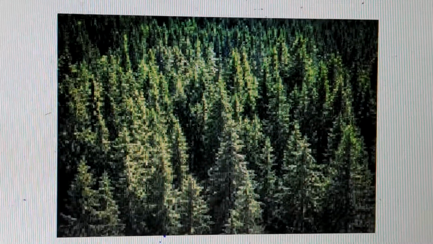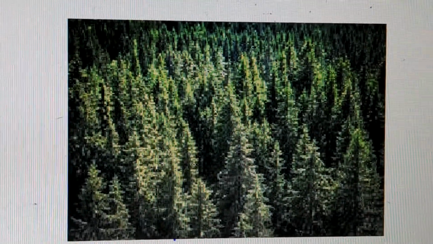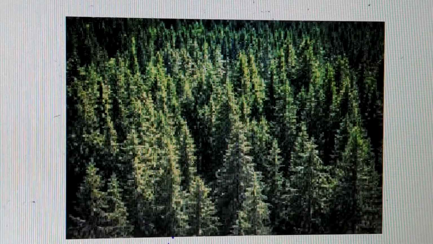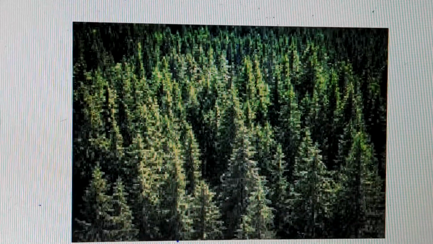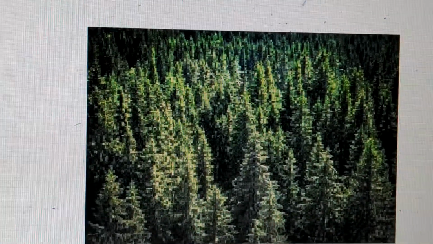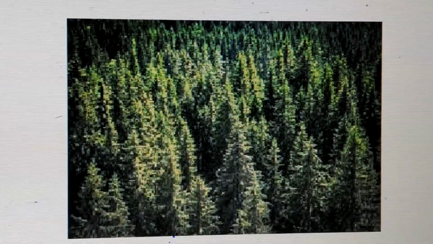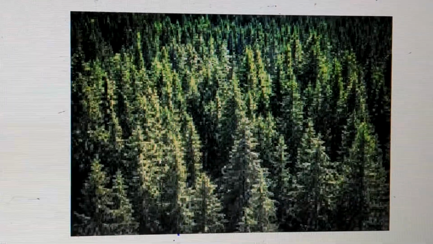Apart from that, the leaves are needle shaped. Needle shaped in the sense their surface area is greatly reduced. Reduction in the surface area is nothing but a reduction in the loss of water. Apart from that, there is a presence of cuticle. So these adaptations make them flourish very well under less availability of water.